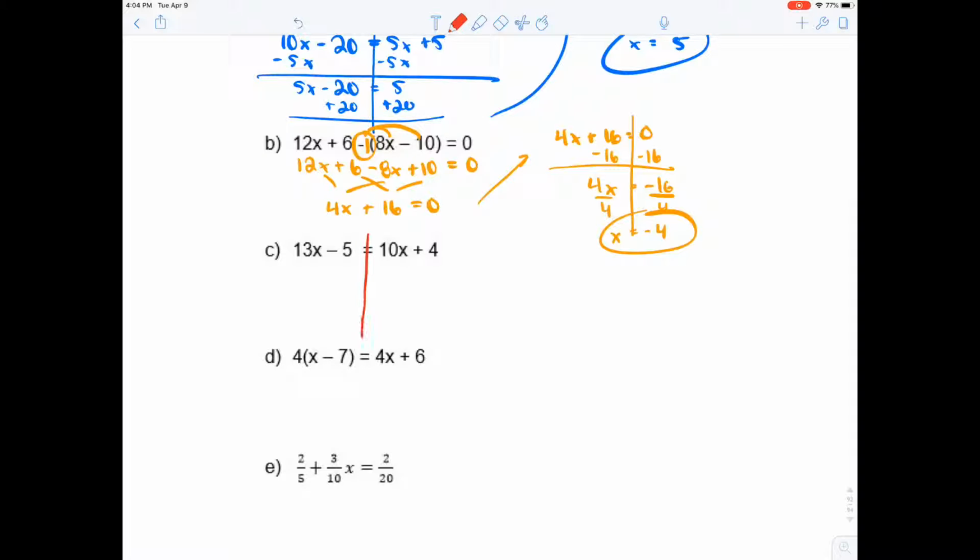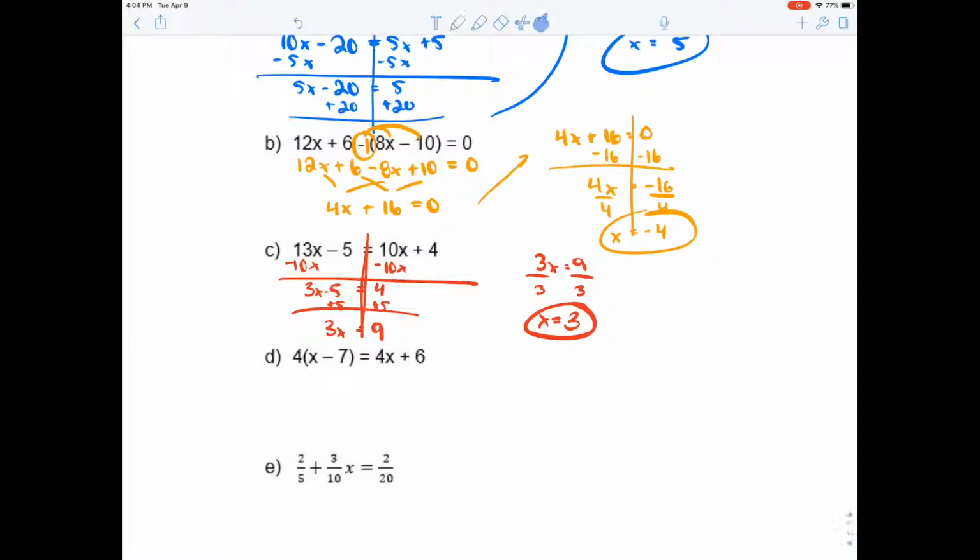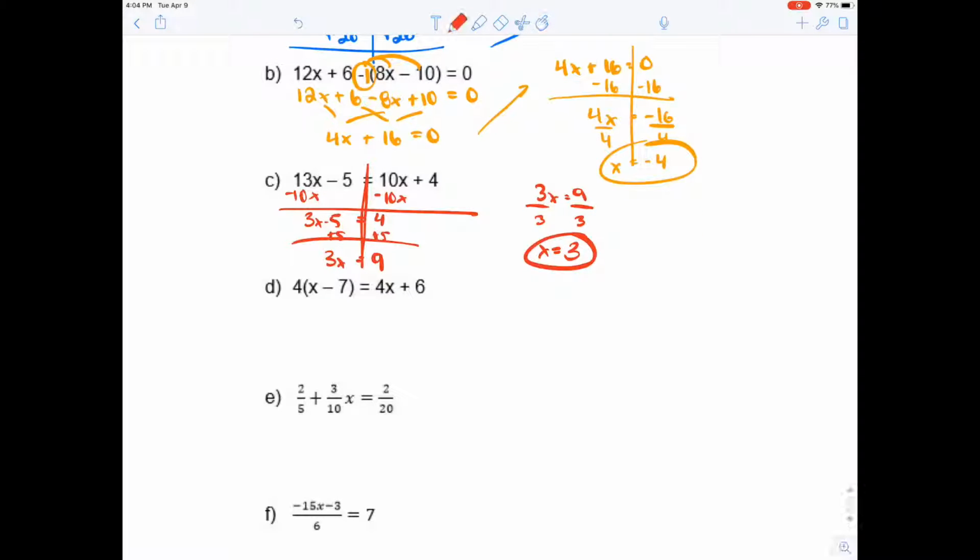Next one, question C. Again, get your x's to one side. So I'm going to subtract 10x from both sides. So now I have 3x minus 5 is equal to 4. Add 5 to both sides. And then now I have 3x is equal to 9. Divide both sides by 3. Oops. And my solution, x is equal to 3. All right, let's keep going.